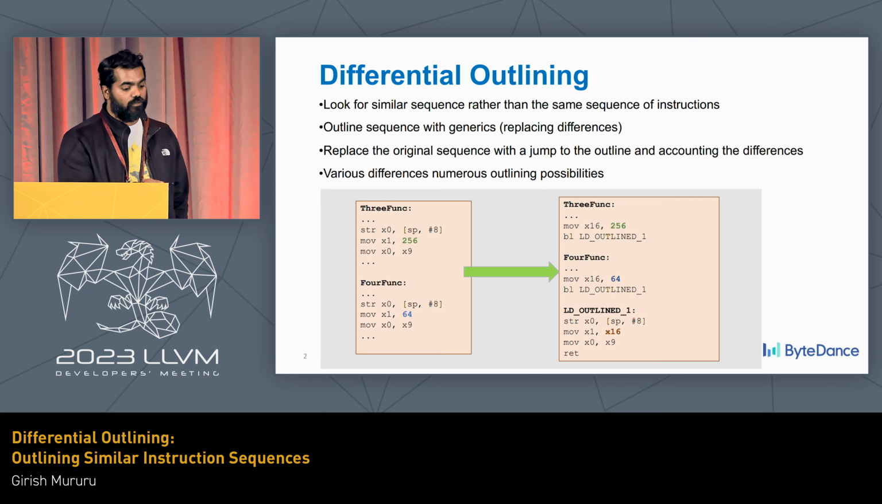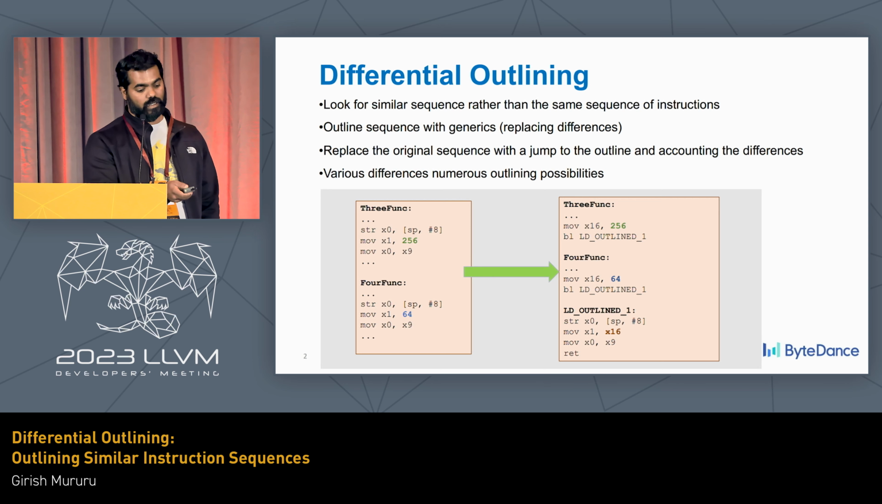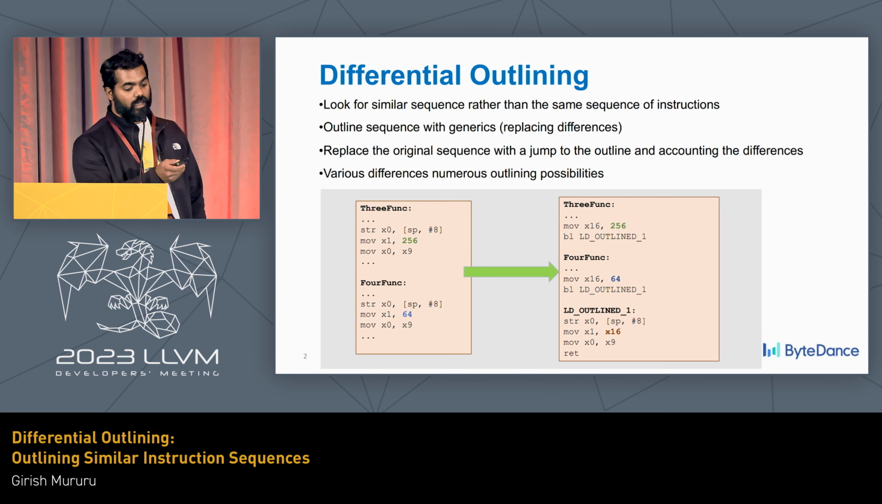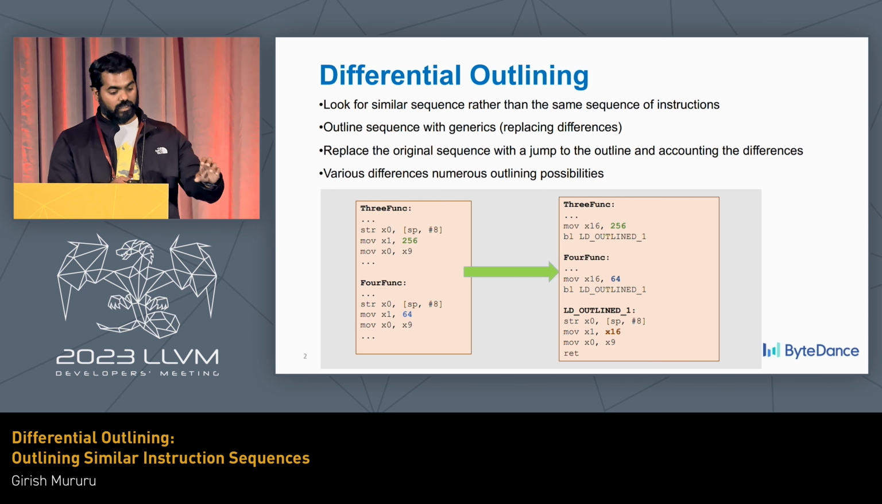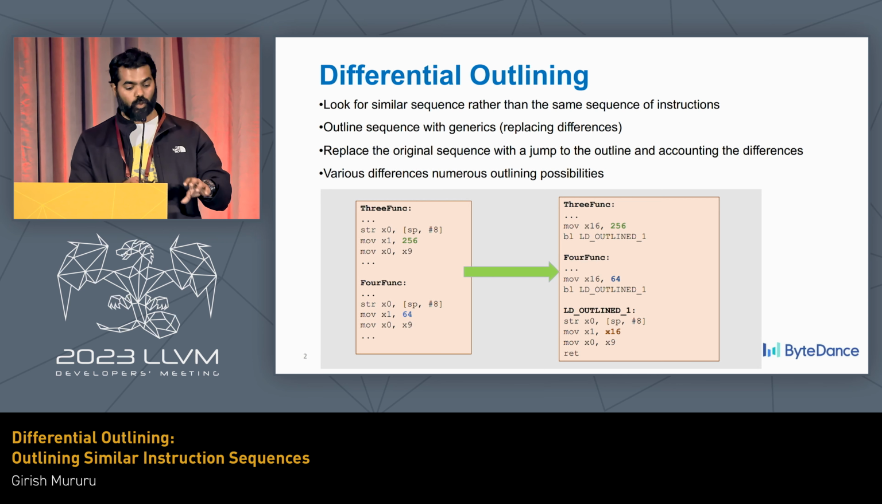Now there are various different possibilities that can come out because of the different kinds of differences that can arise. For example, in 3 func and 4 func, you can see that these two sequences just differ by a constant. And so what you do is you outline the sequence, replacing the constant with a register as shown. And then you basically move the immediate or the constant into the register, and then you call the outline.